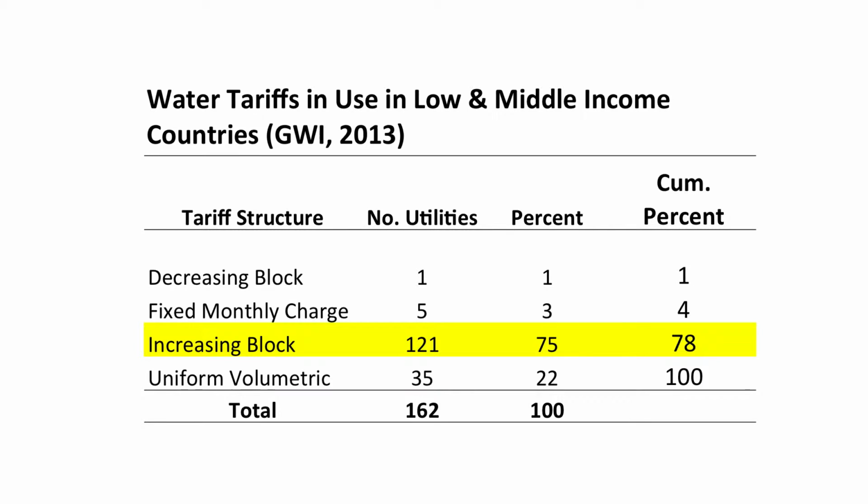As shown in this table, increasing block tariffs are the most widely used tariff structure in developing countries. 75% of the utilities in the Global Water Intelligence database use IBTs to calculate the volumetric component of a household's water bill. The next most popular tariff structure is uniform volumetric pricing, which is used by 22% of the utilities.